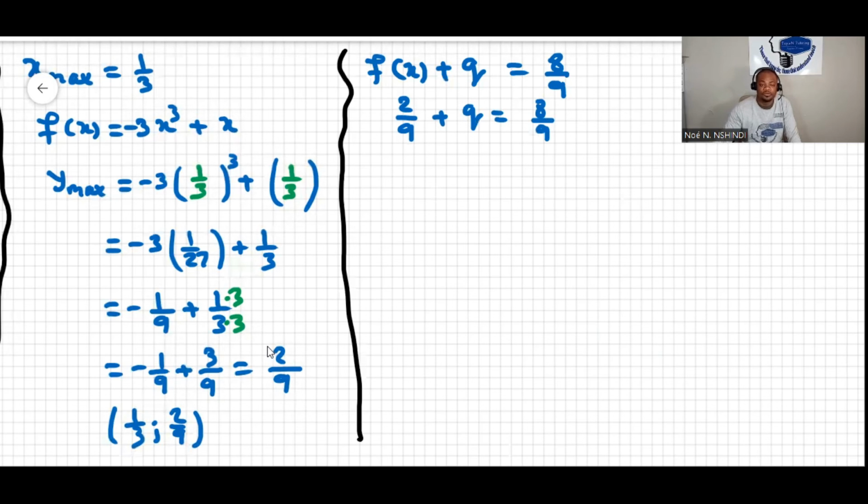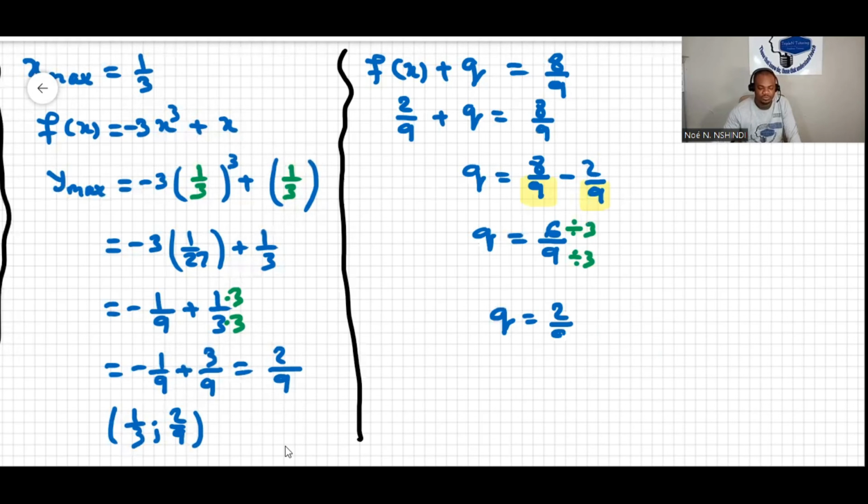Now, to find the value of q, I can just move the 2 over 9 over. So q will be equal to 8 over 9 minus 2 over 9. When the denominators are common like this, we can do 8 minus 2, which is 6, over 9. We can simplify by dividing the numerator and denominator by 3, and this is equal to 2 over 3. So that's the value of q.